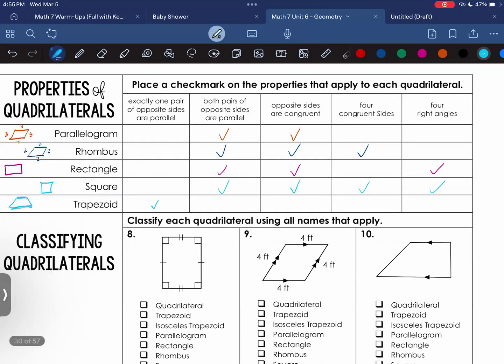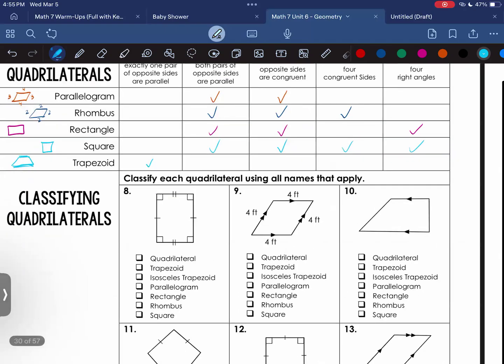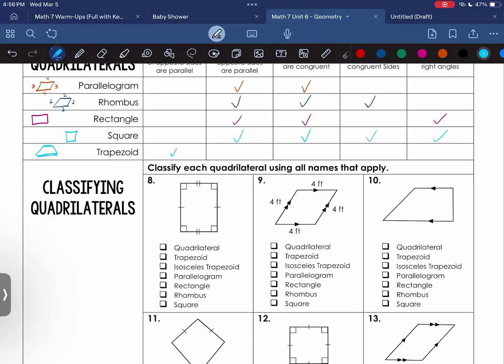Down here, we're going to classify the quadrilaterals. You're going to check all boxes that apply. So I want you to go ahead and pause the video here and try it on your own first.